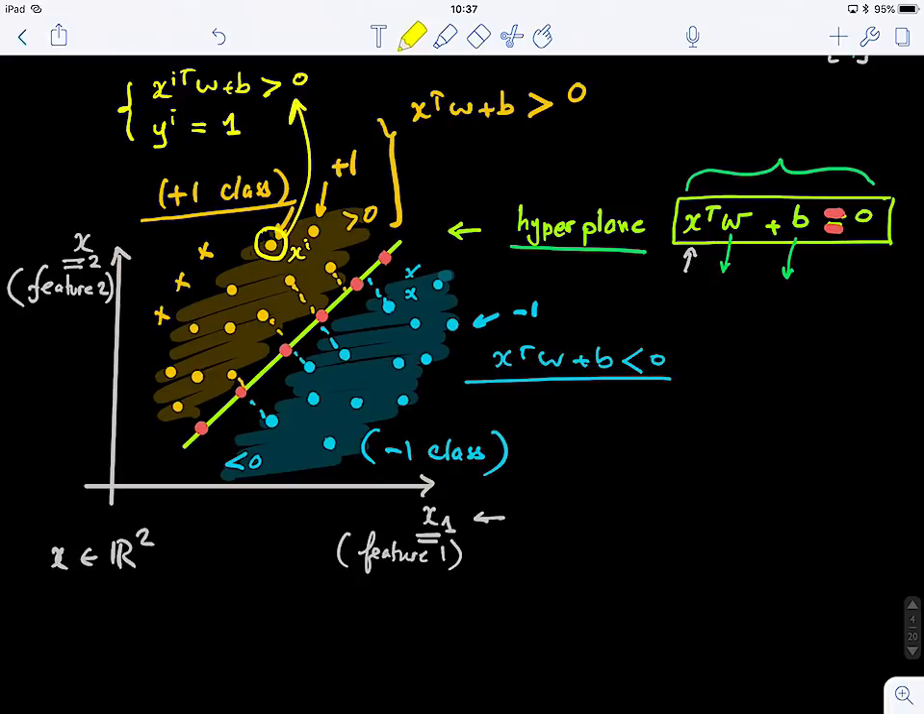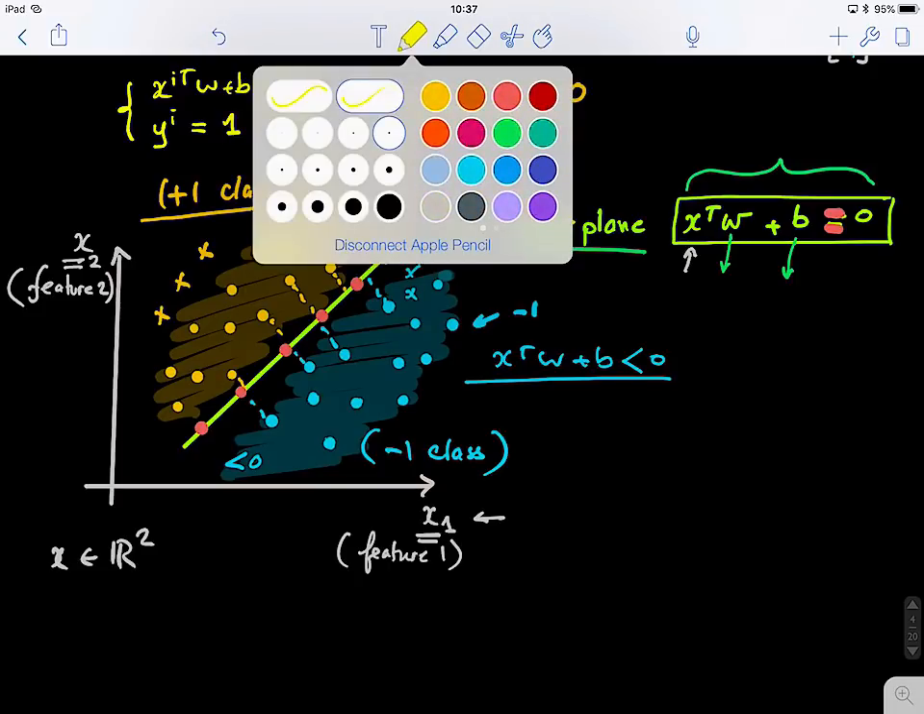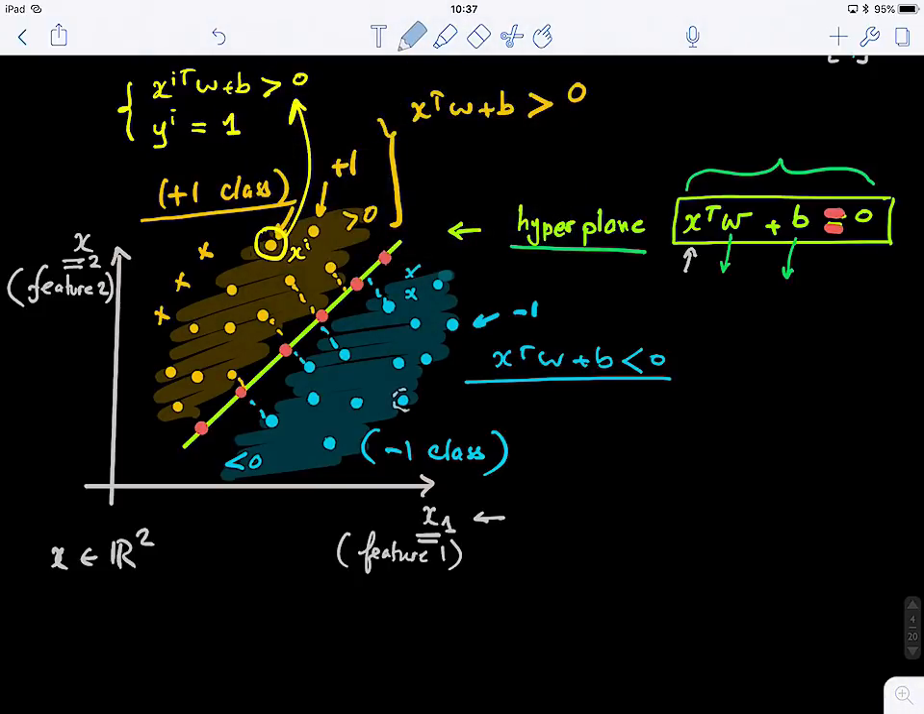As for points belonging to the second class, let's say I have a second point, like this point, for example. Let's call it xj. So I want xj transpose w plus b to be negative, and its label is -1. So these are the two conditions that will allow us to find the right points.